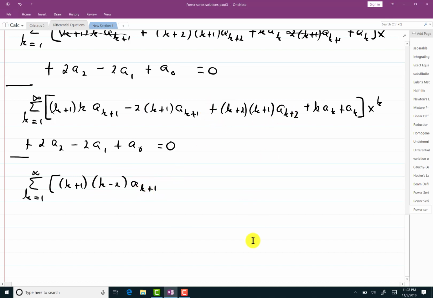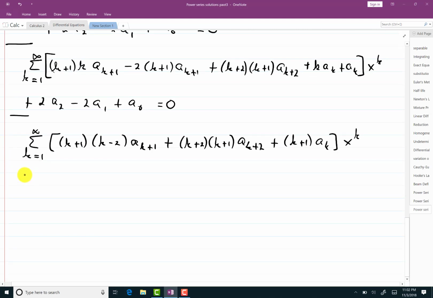Now for this piece it had no one to merge with, so it stays. And now here though, if I factor out an a sub k, I'll be left with k plus 1 times a sub k. And all of that is attached to x to the k, plus 2a sub 2 minus 2a sub 1 plus a sub 0, and that's equal to 0.